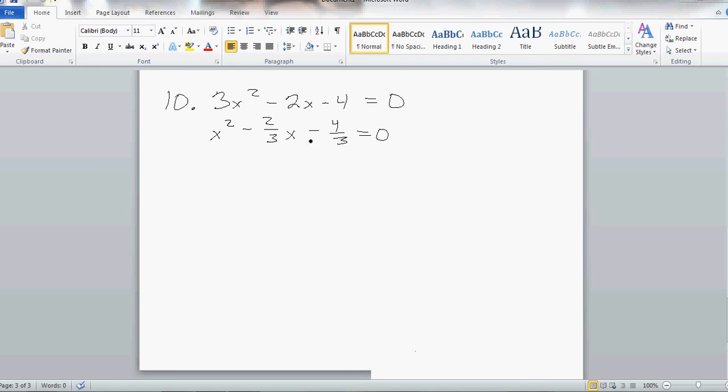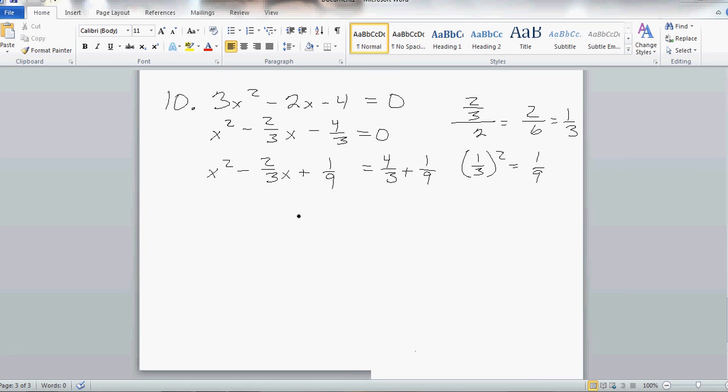Now get x to one side, everything else to the other side. So that'll be x squared minus 2/3 x, leave a little bit of room, 4/3, and we're going to add the same thing here. So we take half of 2/3, which is equal to 2/6 or 1/3. Then we need to square 1/3, which is 1/9. So that's what we're going to add here, and that's what we're going to add over here. So this becomes x minus 1/3 quantity squared equals, and this becomes what, 13/9.